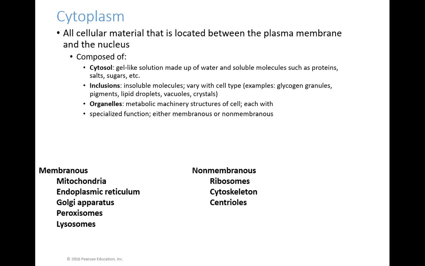The non-membranous section, where you don't have a membrane, are things known as the ribosomes, which is where we actually put proteins together. The cytoskeleton gives the cell its shape and structure. The centrioles are little barrel-shaped structures within the cytoplasm where we originate our spindle fibers during mitosis.